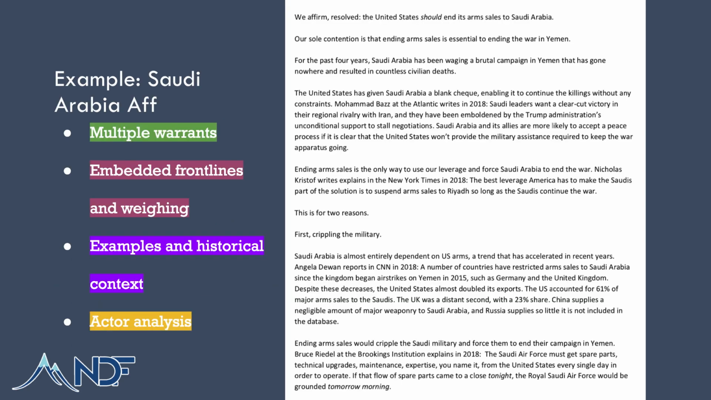All right. We affirm, resolved, the U.S. should end its arms sales to Saudi Arabia. Our sole contention is that ending arms sales is essential to ending the war in Yemen. For the past 4 years, Saudi Arabia has been waging a brutal campaign in Yemen that has gone nowhere and resulted in countless civilian deaths. The U.S. has given Saudi Arabia a blank check, enabling it to continue killings without any constraints.